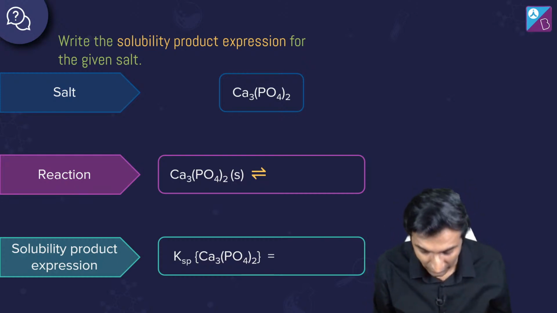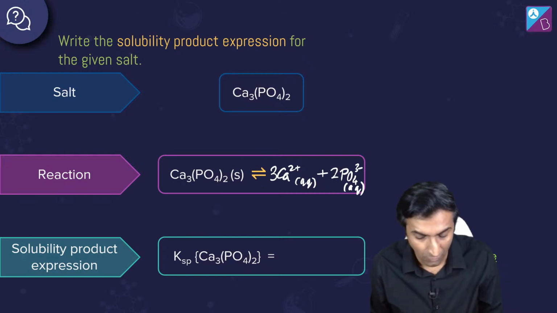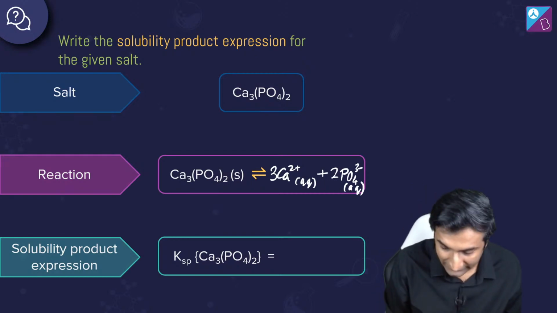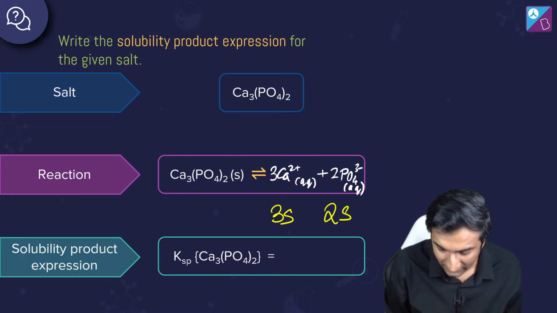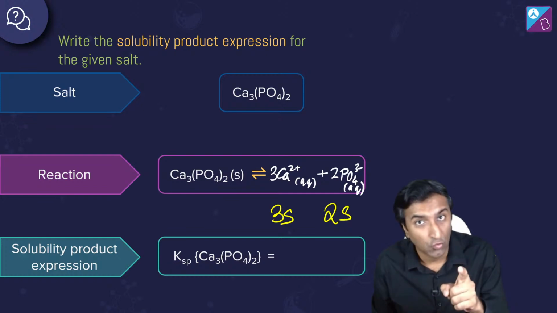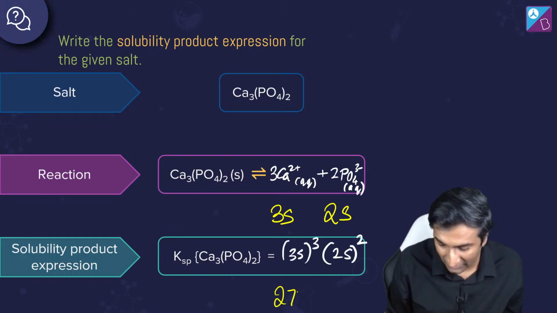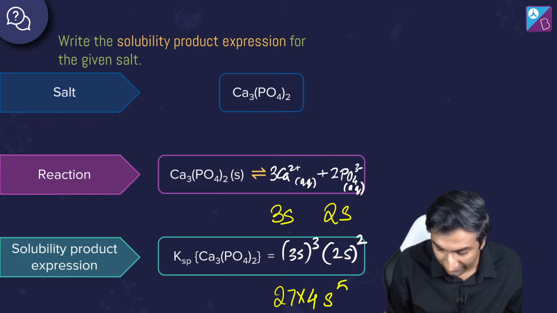Ca3(PO4)2. Okay. यहाँ पे हमको बनता है 3Ca2+ ions, 2PO4 3- ions. तो इससे हम लोग लिख सकते हैं 3s and 2s, right? So now you're going to do (3s) cubed times (2s) square. तो यहाँ पे मिला आपको 27 into 4 s power 5.